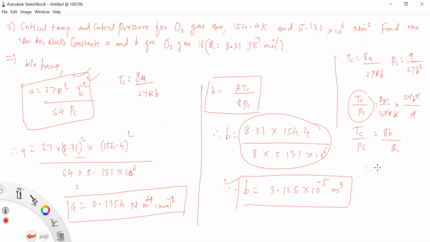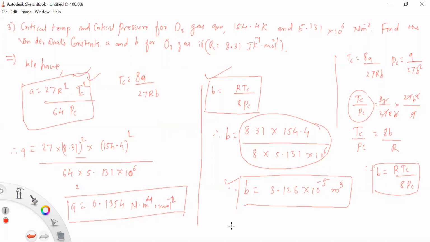म्हणजे तुम्हाला जर याला बी च्या फॉर्म मध्ये लिहायचं असेल तर ते कसं येणार? दॅट इज दी B equals RTC upon 8PC. So the B is calculated here. Okay. In this way, for A, A is equal to 27R square into TC square upon 64PC.